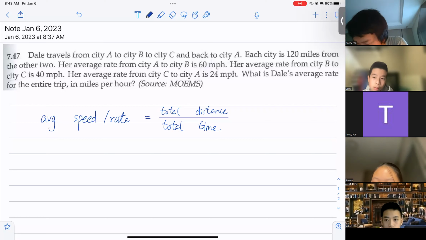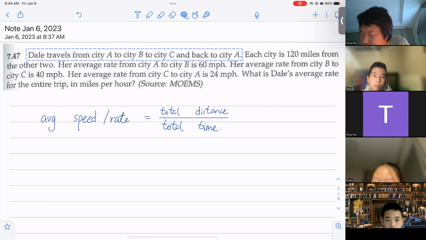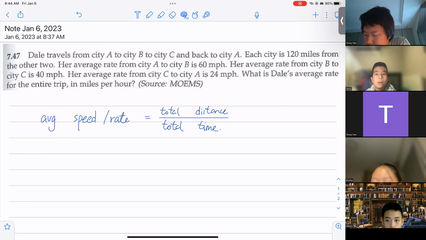So read the question again. You'll probably have forgotten the question. So Dale travels from city A to B to C and then back to A, right? So A to B to C and to A. Each city is 120 miles from the other two. Then we have a bunch of average rates here.